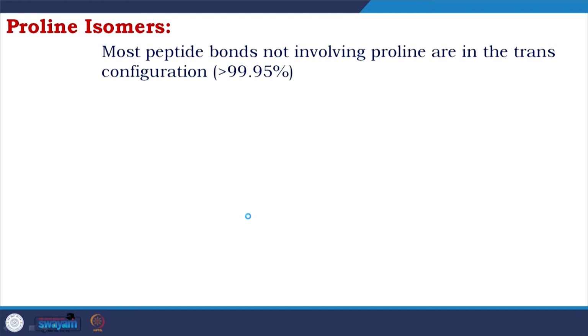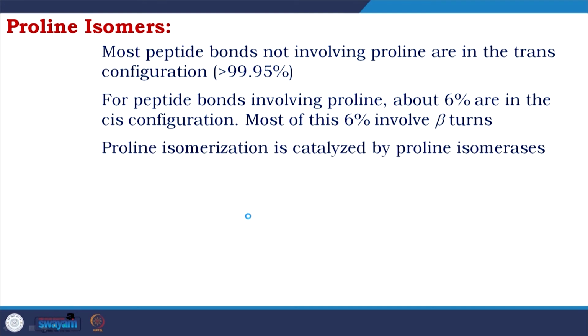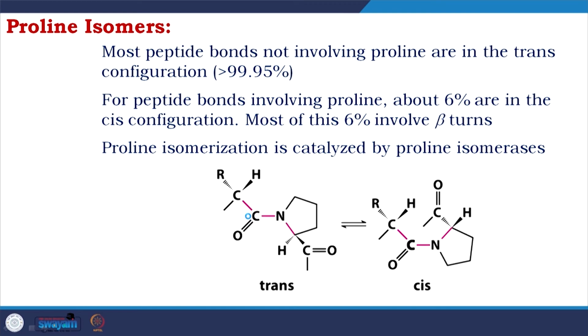Also about proline isomers, which we talked about. Most peptide bonds not involving proline are in the trans configuration. For peptide bonds involving proline, about 6% are in the cis configuration. Most of these involve beta turns. Proline isomerization is catalyzed by the enzyme proline isomerases. So, this is the trans conformation and the cis conformation of proline.